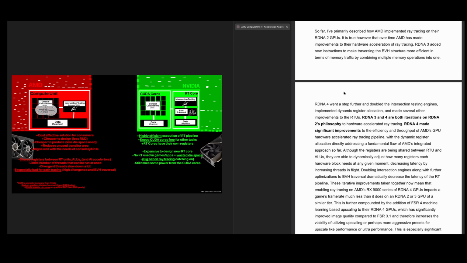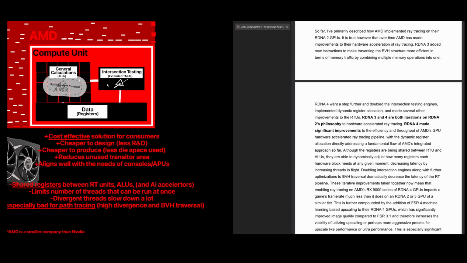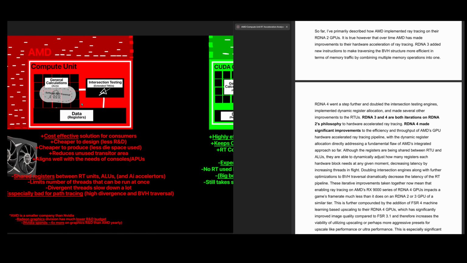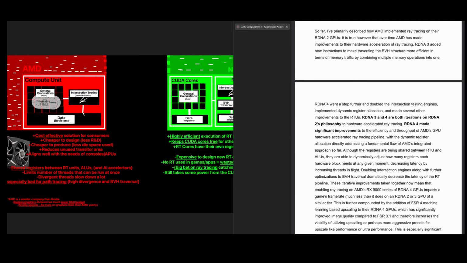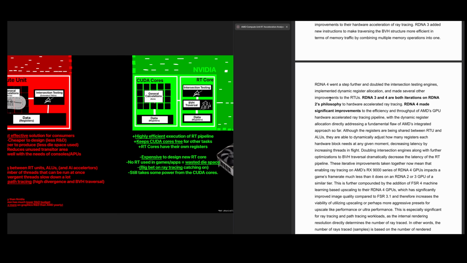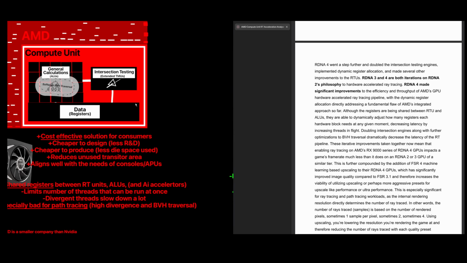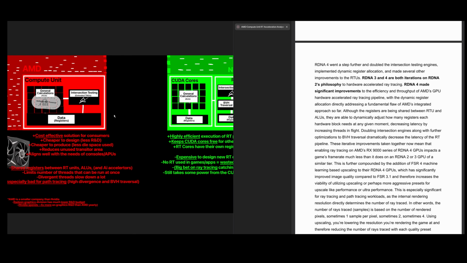AMD doubled the intersection testing engines, which is again the part that they do accelerate in hardware. So they're able to perform twice as many tests per cycle, which is huge. And they also implemented dynamic register allocation, which is really great, where they're able to dynamically adjust how much space each of them needs throughout the process.